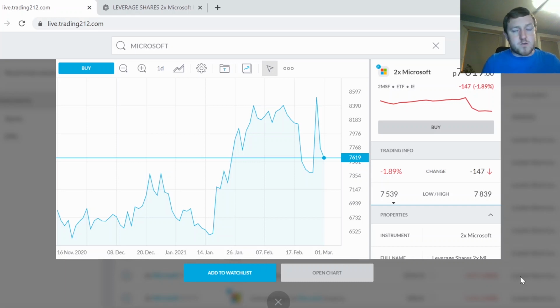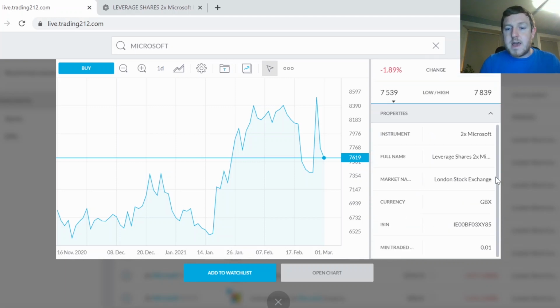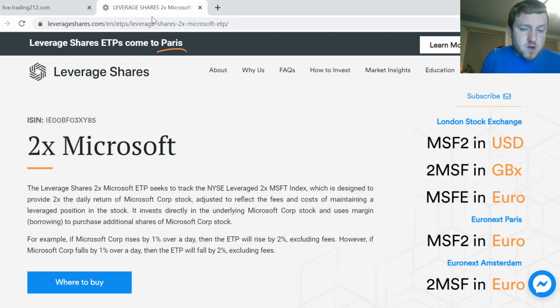So I've just clicked into the 2x Microsoft ETP that we were looking at a second ago, and now I am going to scroll down through the information. What I want to find is this ISIN. The ISIN is basically an identifier for the product. I'm going to copy that and throw it into Google. Pretty much always the first result on Google will be the company that is actually issuing this product. So Leverage Shares is the company that issues this 2x Microsoft ETP.